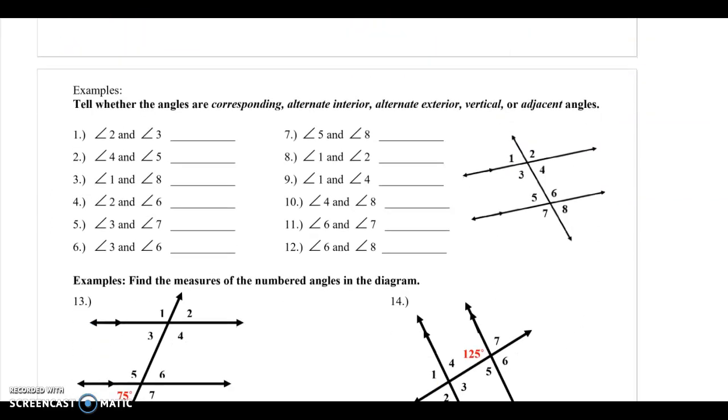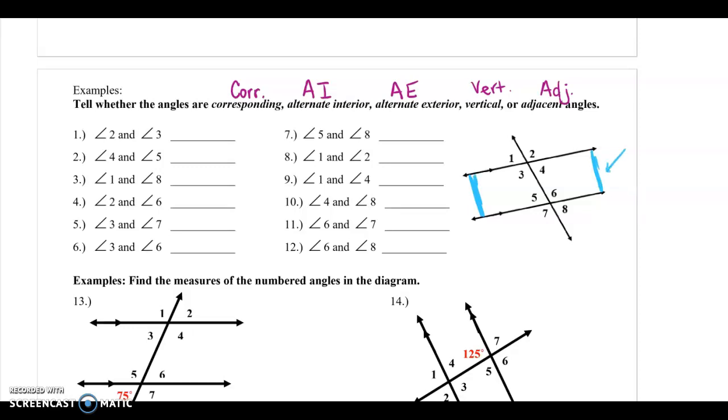All right, tell whether the angles are corresponding, CORR; alternate interior, AI; alternate exterior; vertical, which you remember by making two V's; or adjacent, ADJ. You can abbreviate too as you're going through. If you want to use C, V, and A, that's fine. I'm okay with using one letter for those. So 2 and 3. First of all, I'm going to make the house. The house will tell me the interior angles, the ones inside of the house.